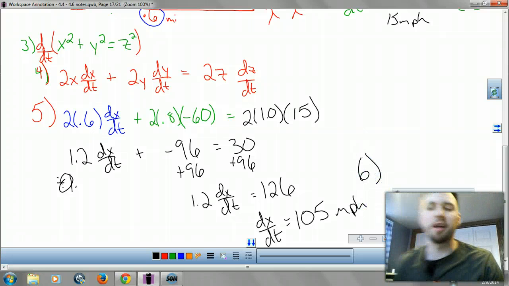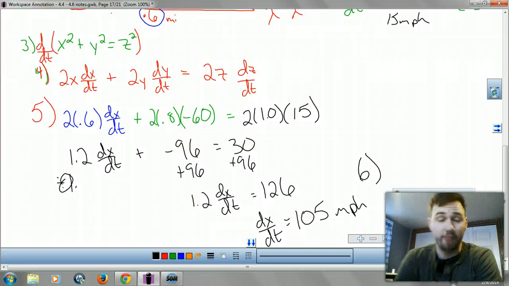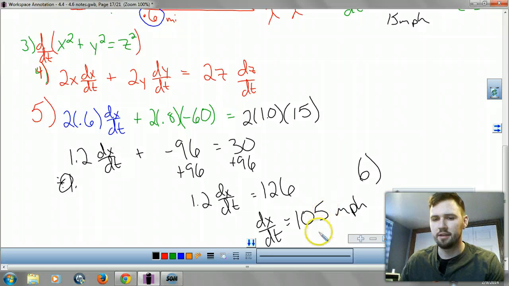The Dukes were going 105 miles per hour east.